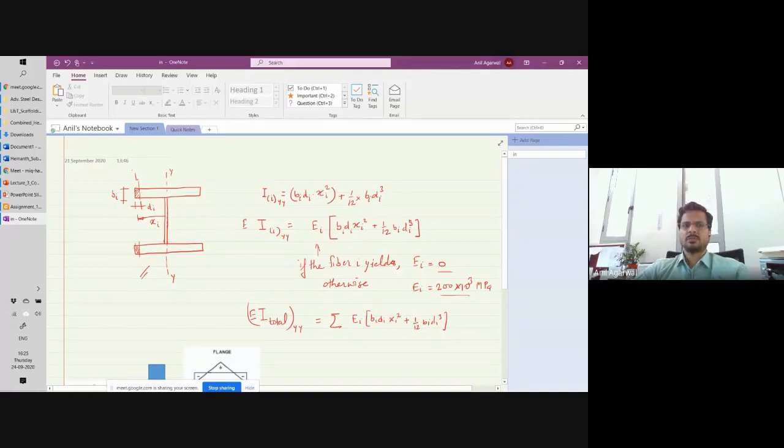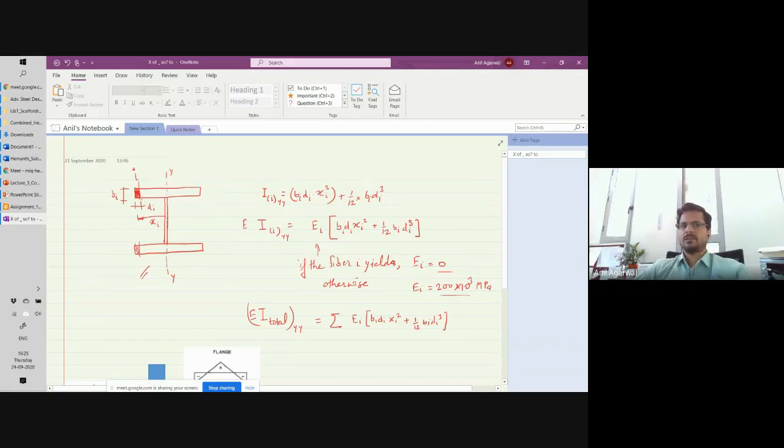We are looking only at this fiber. Let's say the fiber has this dimension, I call it di, this dimension I'll call it bi, and the fiber is numbered as i. Likewise, there are hundreds of fibers in the entire cross section. The distance of the fiber centroid from the neutral axis is xi. I want to calculate the total EI of the cross section, in order to use that theorem.